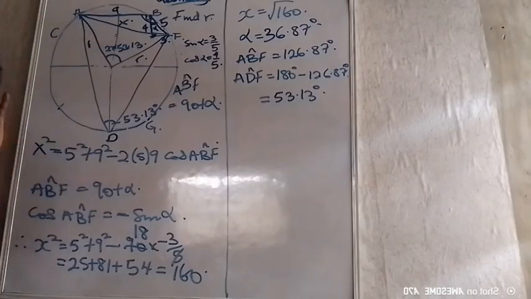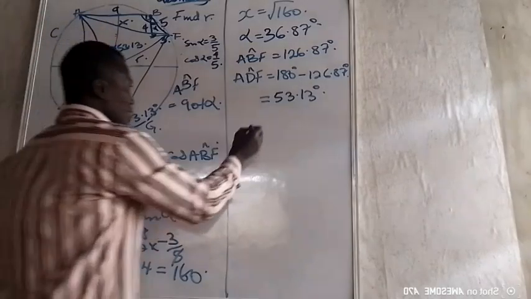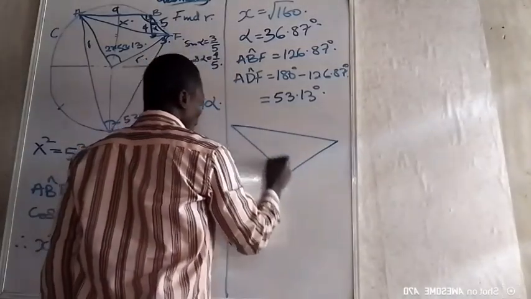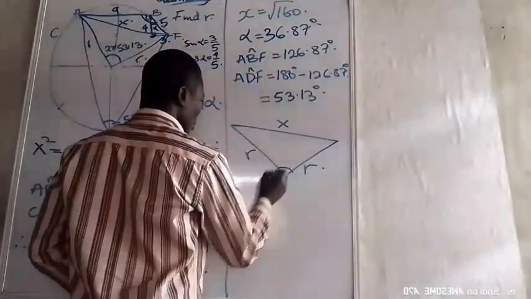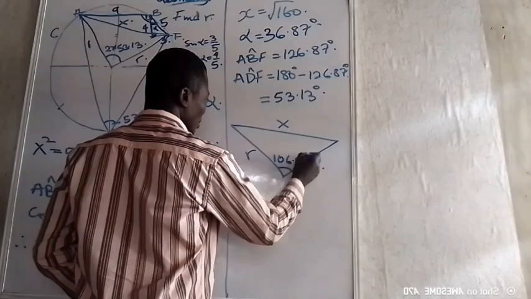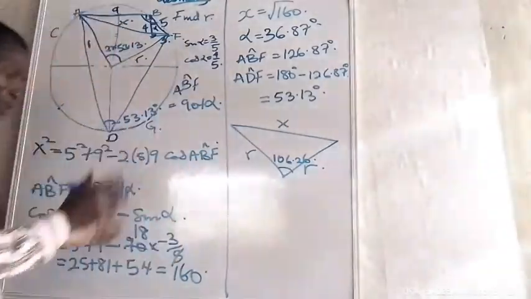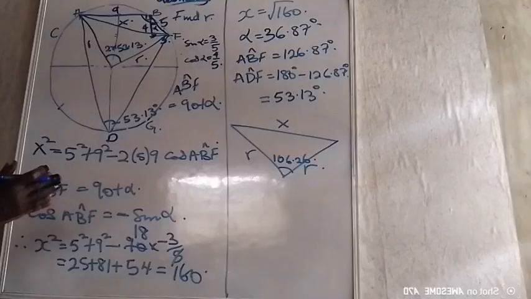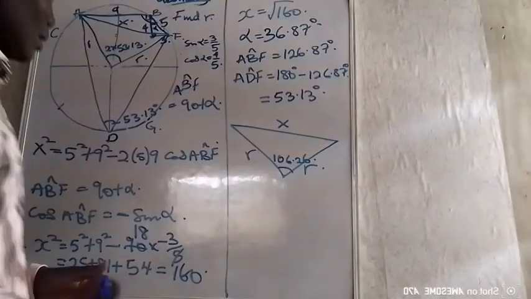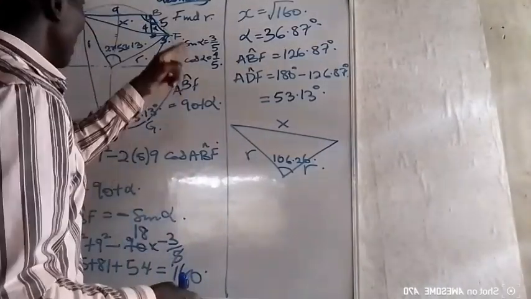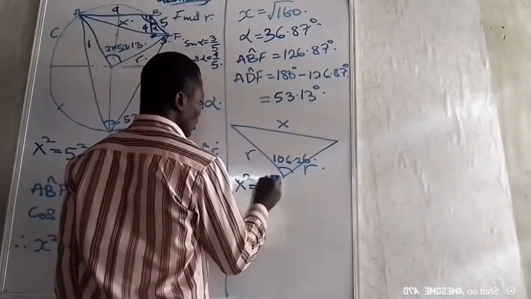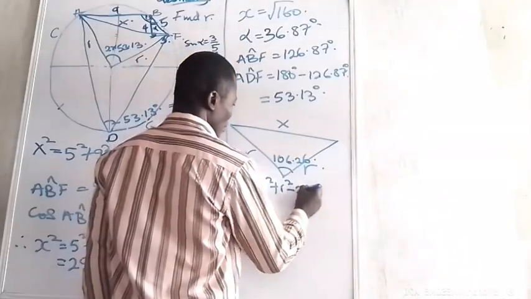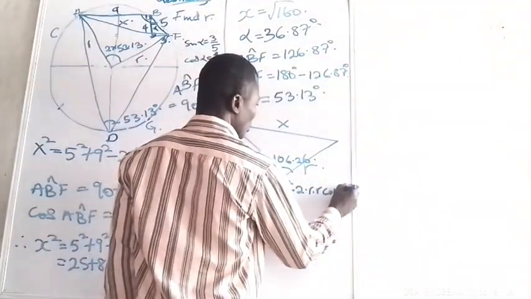So it makes the calculation of r very easy now. So I have something like this, and this is 106.26. I can use the cosine rule, or I can cut the triangle into two similar triangles and then find x. So let's see. I know what x squared is. I calculated it the other time. It is 160. So I can say x squared is equal to r squared plus r squared minus 2 times r squared cos 106.26.